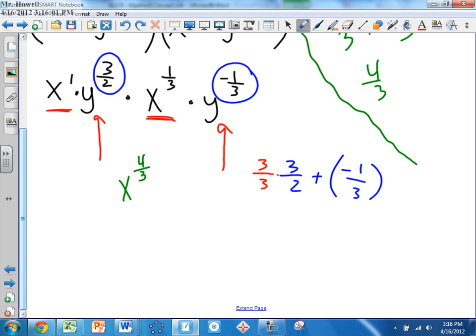Just a 2, be careful there. You could say negative 2 over negative 2, but it's not going to help you in the process. It's negative 2 over 2, because now it's still 6 in the denominator, right? So this becomes 9 over 6 plus negative 2 over 6. What's 9 plus negative 2? 7. Over 6. So your answer here is y to the 7/6.